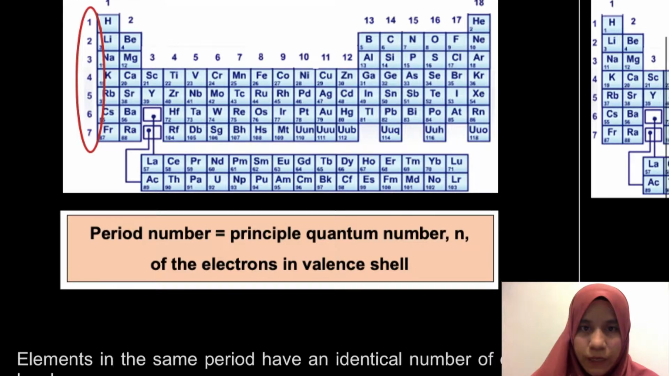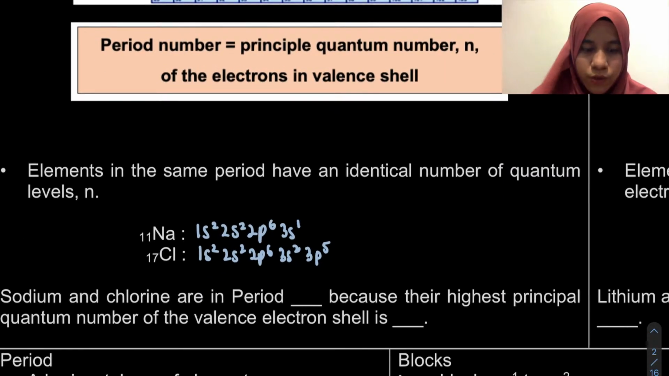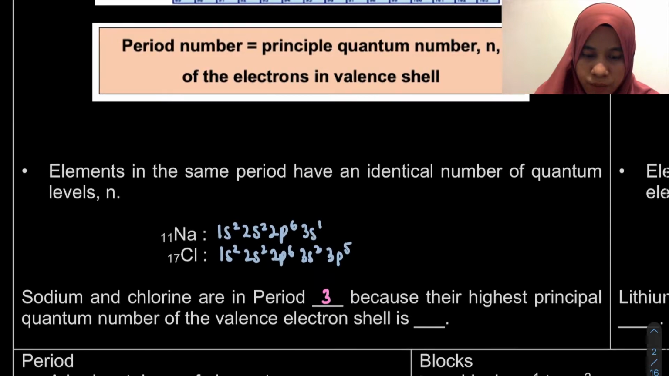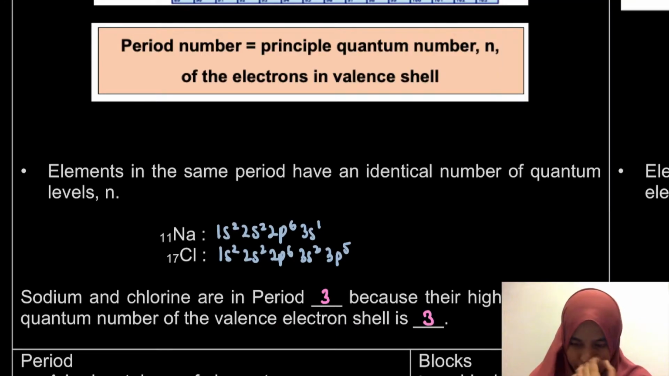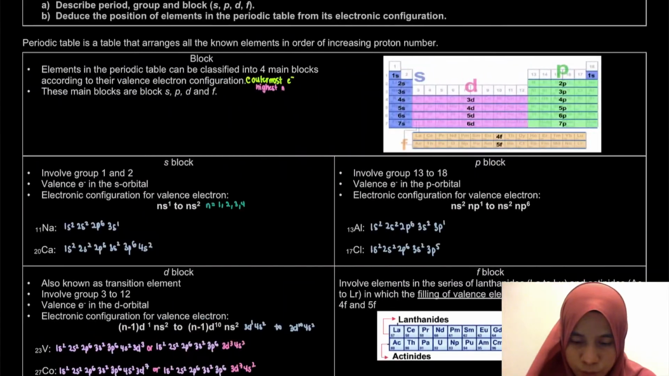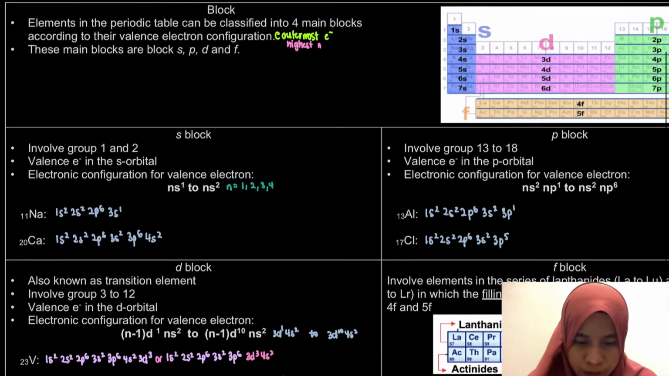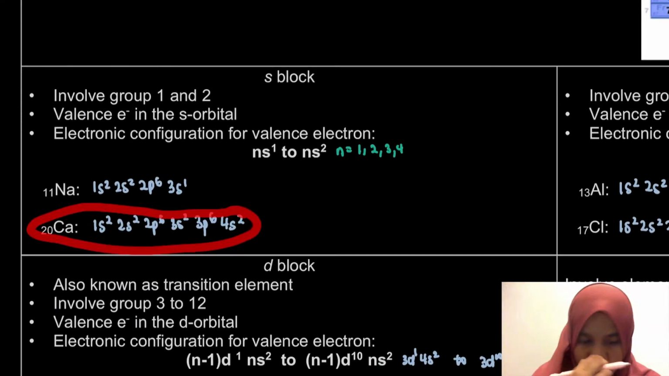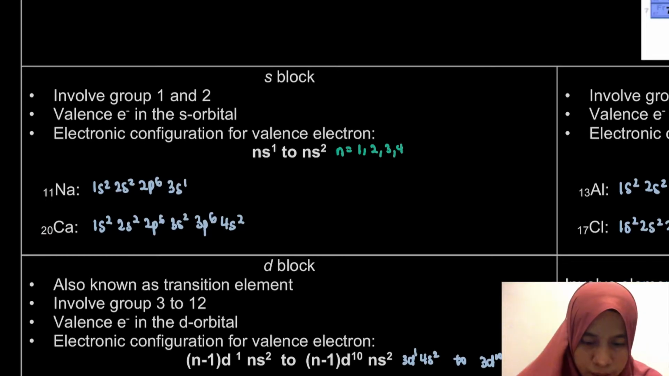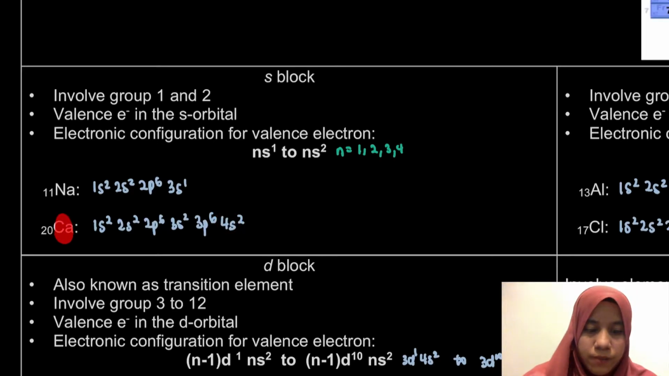Let's look back at the notes itself. In this case, sodium and chlorine are in period 3. Why period 3? Because the highest principal quantum number of the valence electron shell is 3. Previously we have learned this, for example here, our calcium. The highest n is n equal to 4. Is it true that calcium is in period 4?